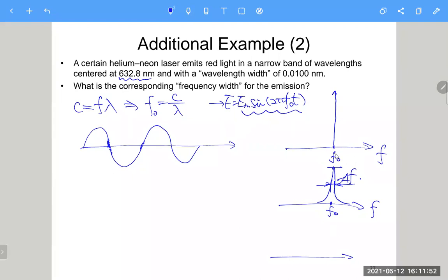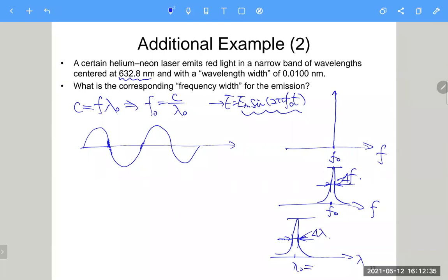So the center frequency is f0. You can just calculate it like this. However, there will be some frequency deviation. It could be very small, and you can also plot this in the lambda domain. Suppose this is lambda 0. Then it will look something like this, and this is the peak. If we consider half of this peak, this width is called the wavelength width. So this is the delta lambda.